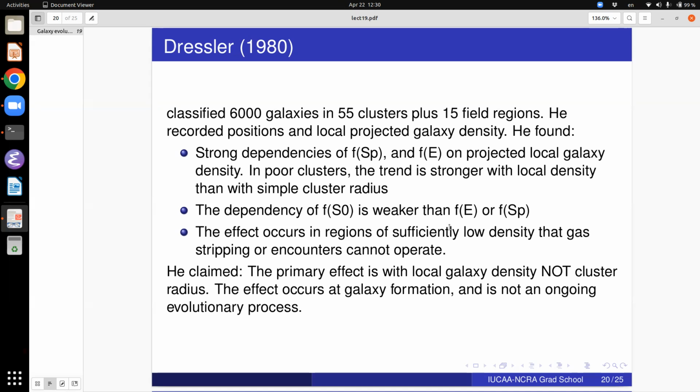Okay. He found strong dependencies of the fraction of spirals and fraction of ellipticals on projected local density. In poor clusters, the trend is stronger with local density than with simple cluster radius.